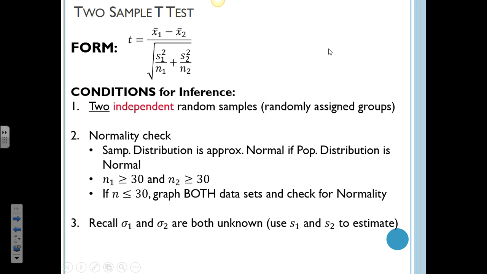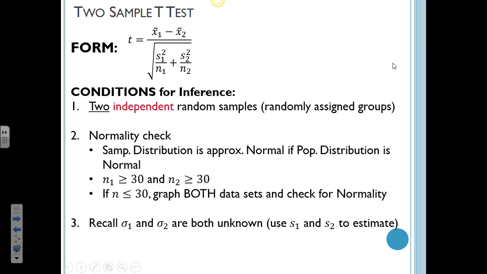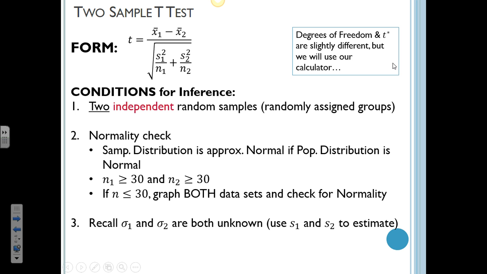What would you guys like to do? Copy them down? All right, I'll give you a minute to copy those down. All right, so those are the condition checks, yes? We will use those when we do our example. Again, just like the two-sample t-interval, the degrees of freedom are going to be determined by the calculator, and we're going to use technology to attain this.